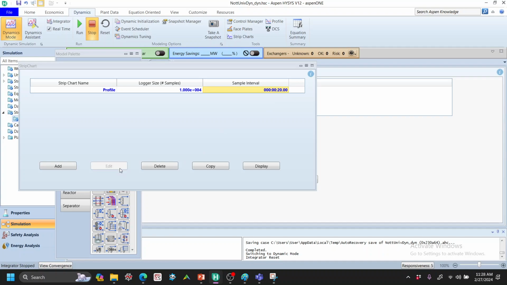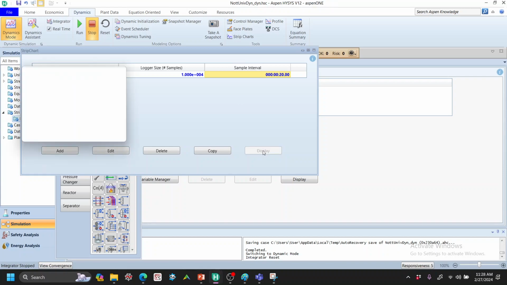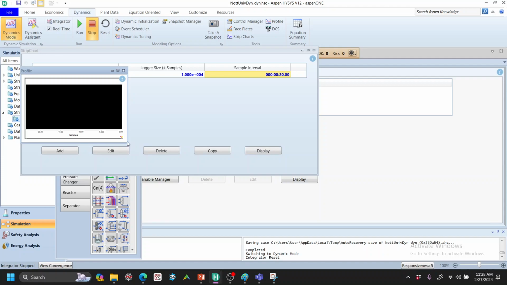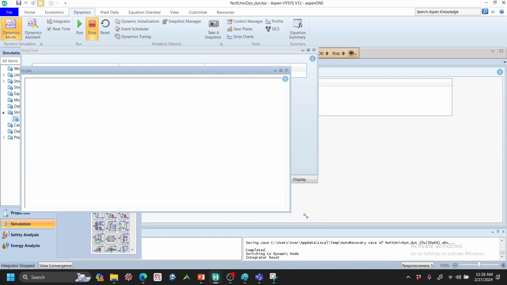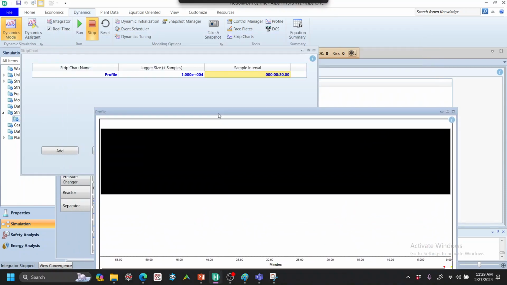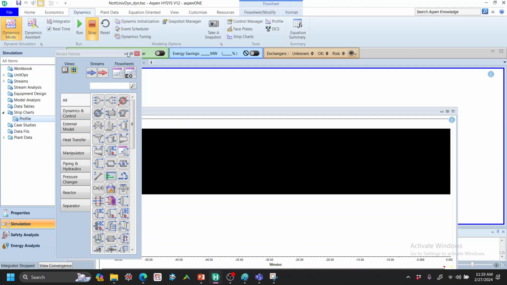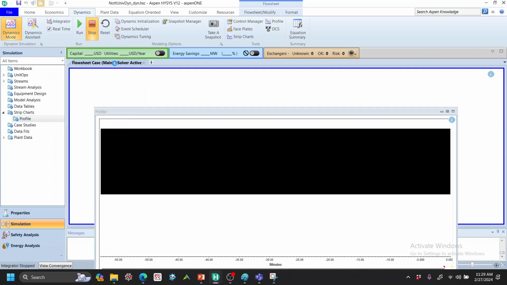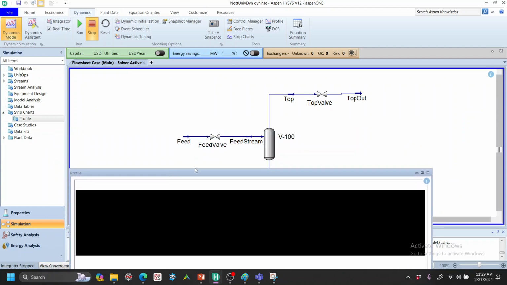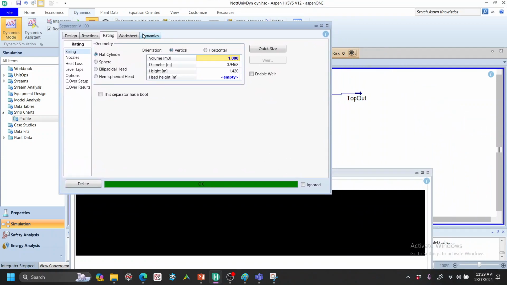And then we edit, okay. Where is that stuff? Oh, display. Yeah, display. Okay, so display, can you follow? Let's see, profile, I close this, I close that, I close this, okay. So double click on the vessel. Here we can see dynamic.